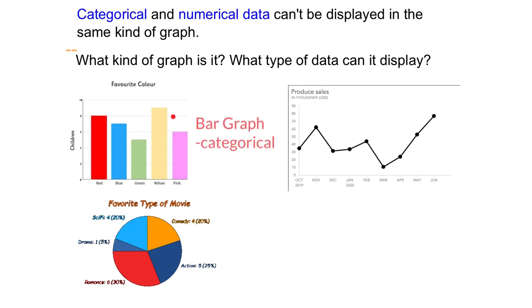This is, of course, a bar graph. If you look at this example, we have red, blue, green, yellow, pink. These are not numbers. These are different categories of colors. So this is categorical data.